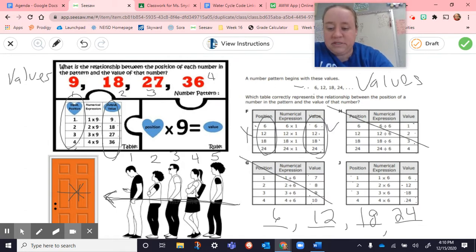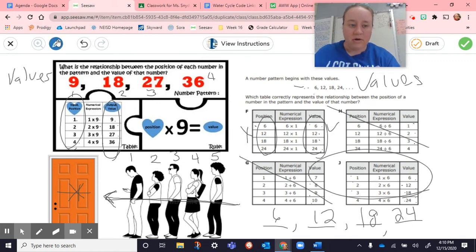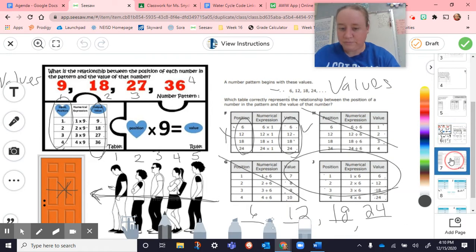It needs to be first position, comes first, second, third, and fourth. So J would be our answer here. That's the one that matches. All right, let's go to the next one.